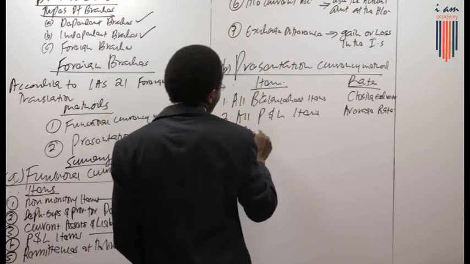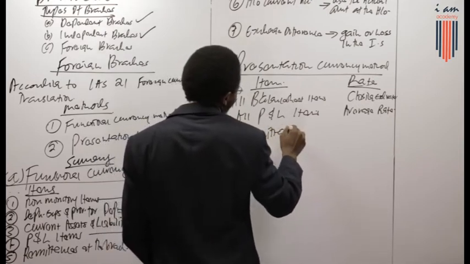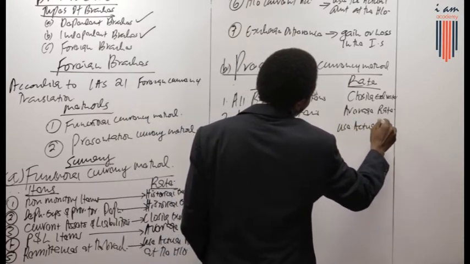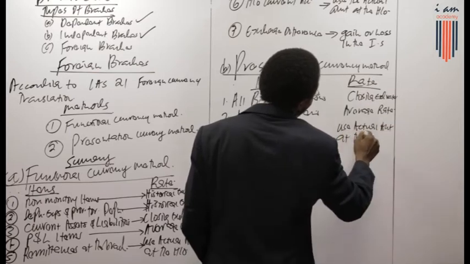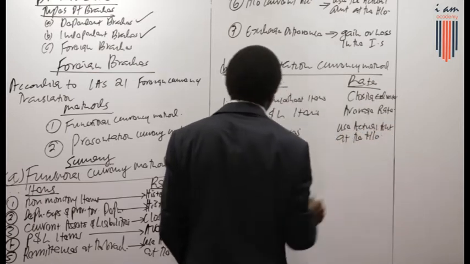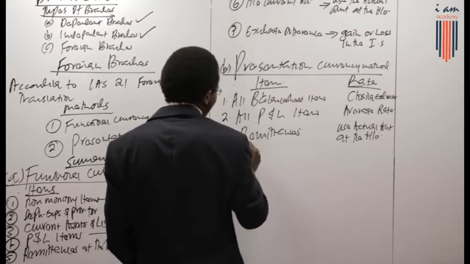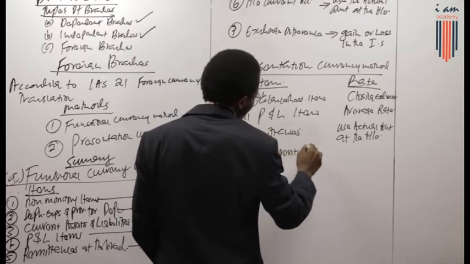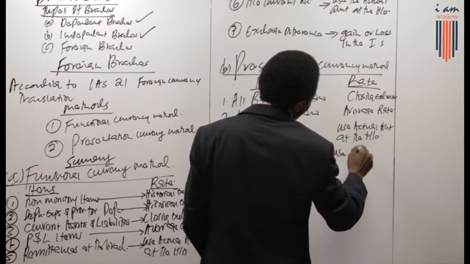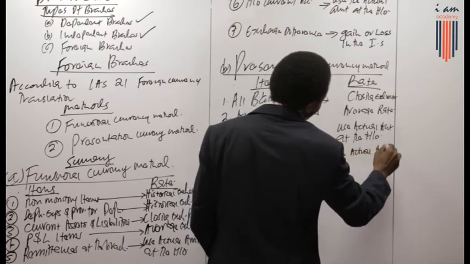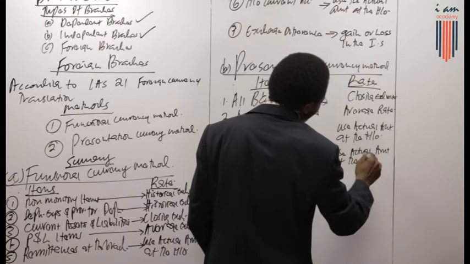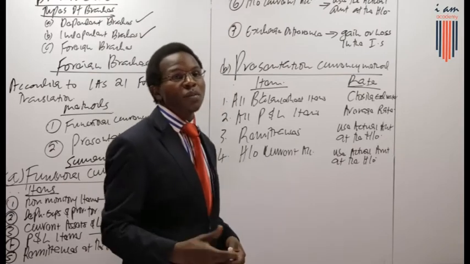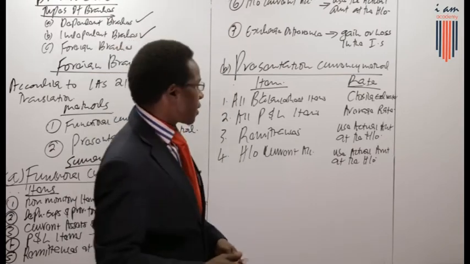3, remittances, use actual amount at the head office. 4, we have head office current account. Use actual amount at the head office, meaning if you're using the actual amount at the head office for the head office current account, it means that you use the branch current account balance instead.